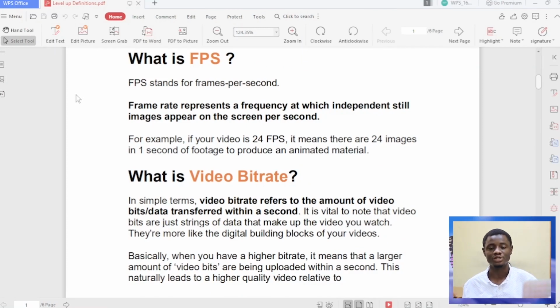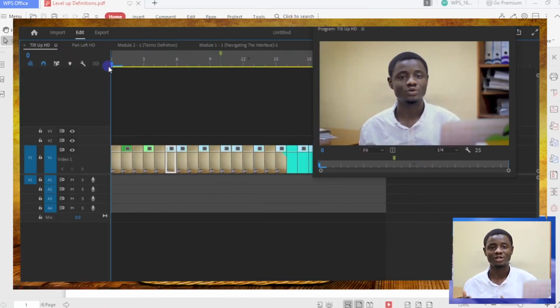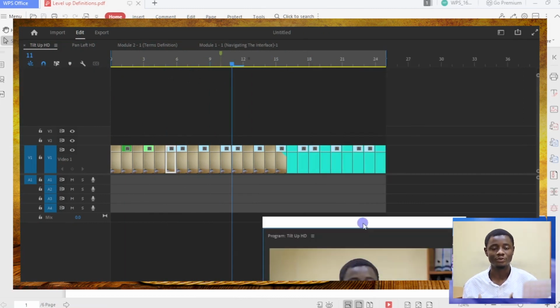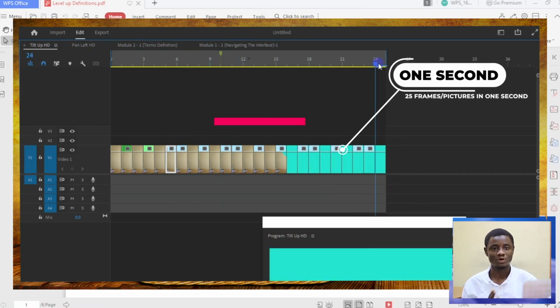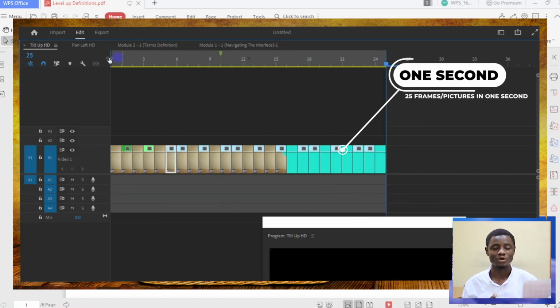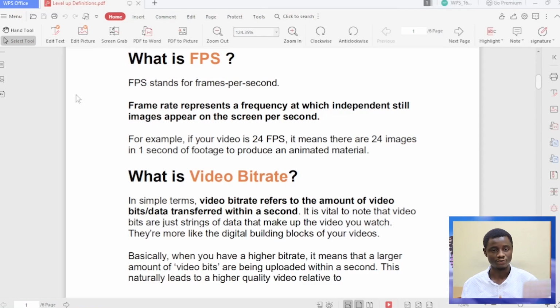So each video you see is made up of images. When you hear the word animation, animation is made up of different images brought together to make a video. So videos are made up of different images. So we have 24 FPS, 24 frames per second. What that means is that in a second we have 24 images. In a second we have 24 frames. So the frames are the images. Each of the frames makes up the video in a second, so 24 frames per second.